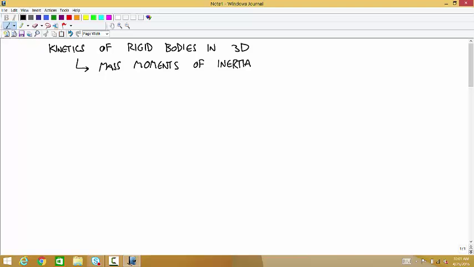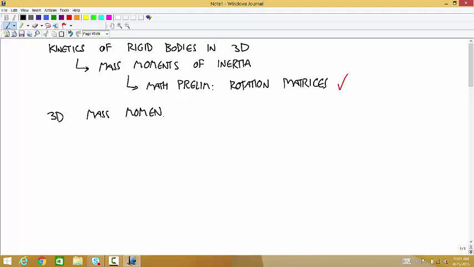And in order to talk about the mass moments of inertia, we needed a mathematical preliminary, and that was rotation matrices. So we finished talking about that last time. And so now we can start talking about what happens to the mass moments of inertia in 3D. We go from being able to treat the mass moment of inertia like it's a scalar value to having to treat it as a 3 by 3 matrix.